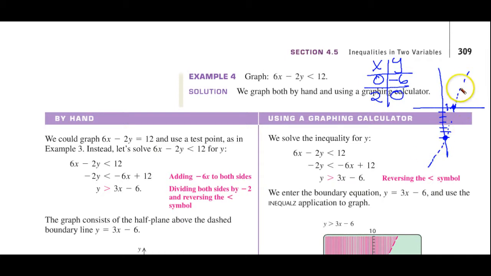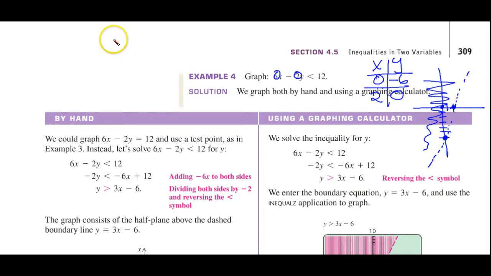Now, I want to determine where do I shade? And again, a good test point is right there, 0, 0. This would be 0, this would be 0. Is 0 less than 12? The answer is yes. So you're going to shade where the test point is true.